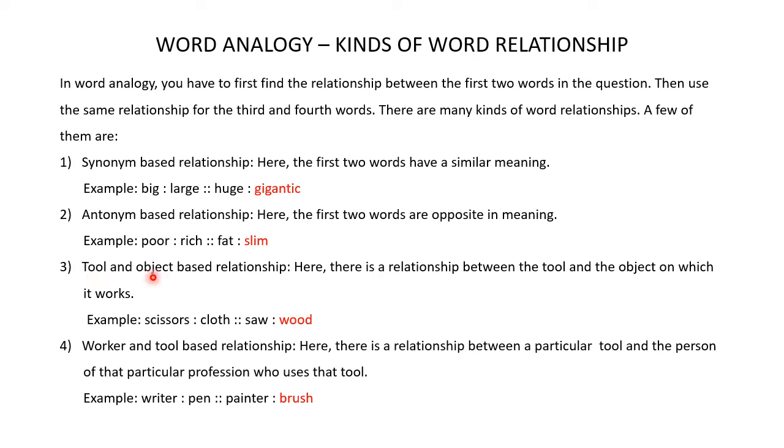Tool and object based relationship. Here, there is a relationship between the tool and the object on which it works. For example, scissors cut cloth. Similarly, saw is used to cut wood.